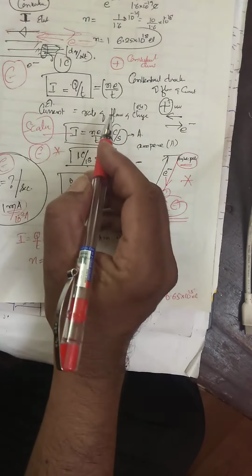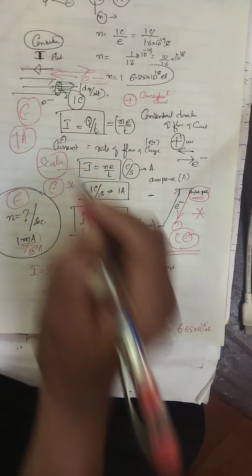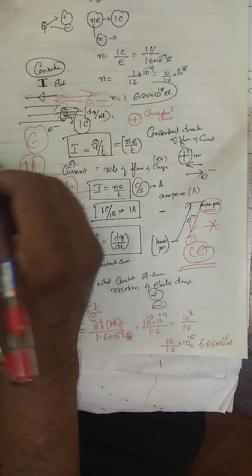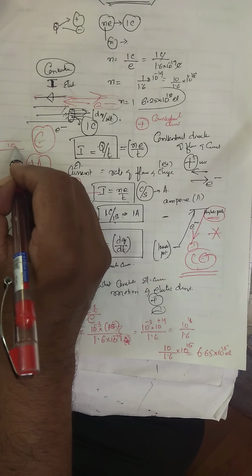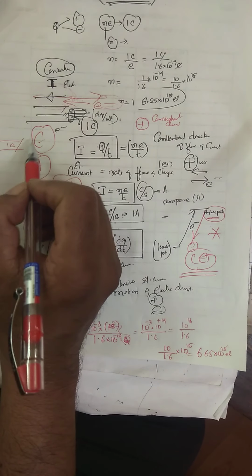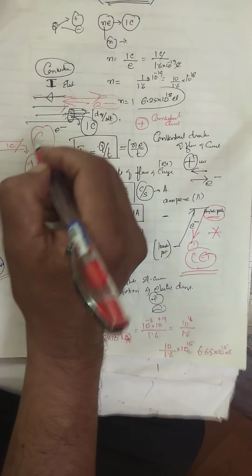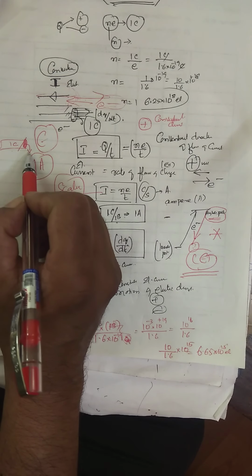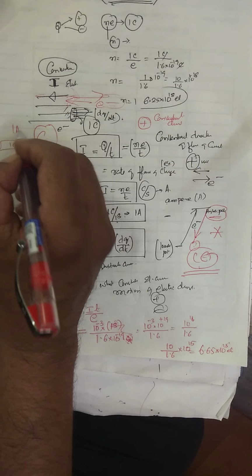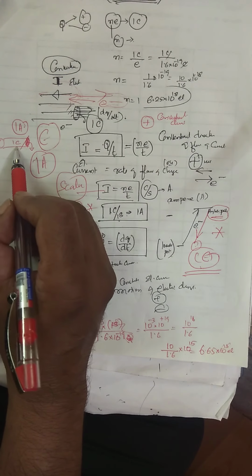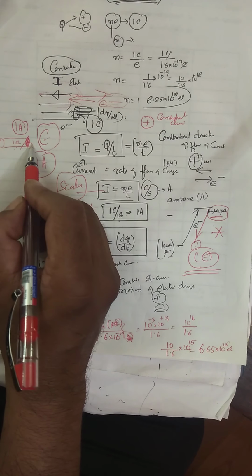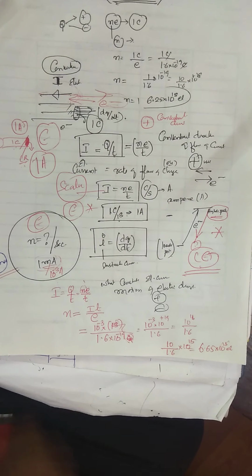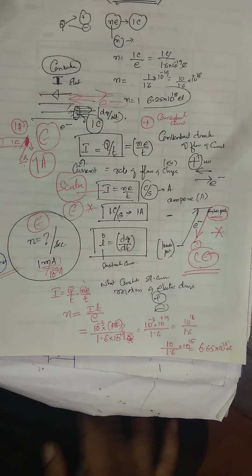Now they may ask you to define 1 ampere. How to define 1 ampere? A current through a conductor is said to be 1 ampere when 1 coulomb of charge flows per second through any cross section of the conductor.